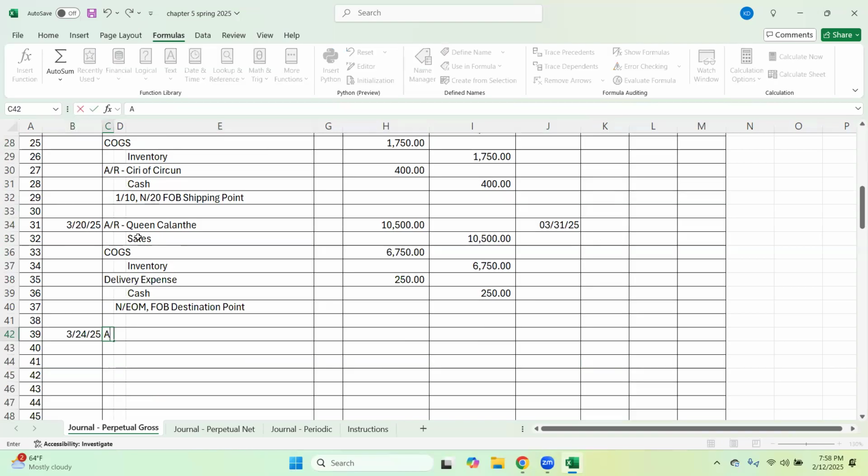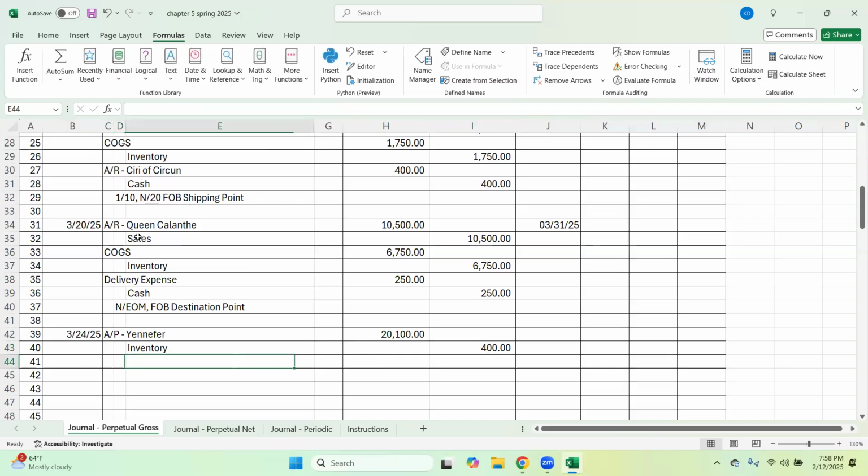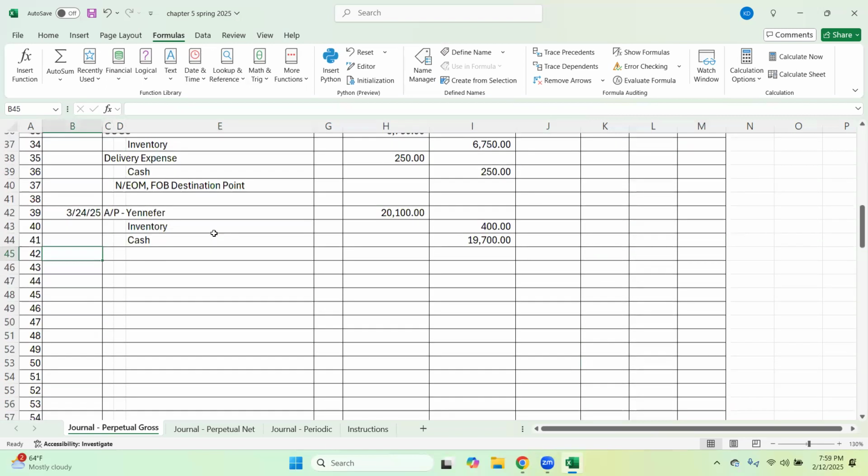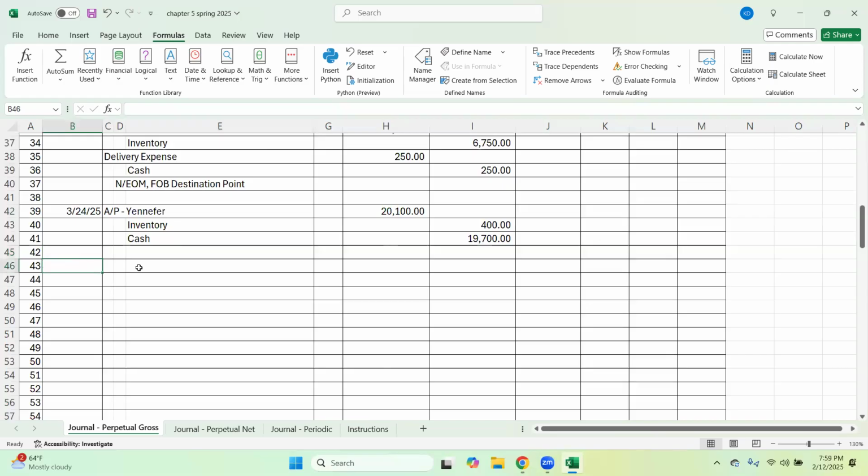So we're going to go to accounts payable, Yennefer. And that's going to be 20,100 because I'm going to get rid of it completely, even though I'm not going to pay it all in cash. And so I'm decreasing the cost of my inventory by 400. And out the door is going to go my cash of 19,700. And that's it. Isn't that beautiful? Makes me so happy. What more in life could I want?